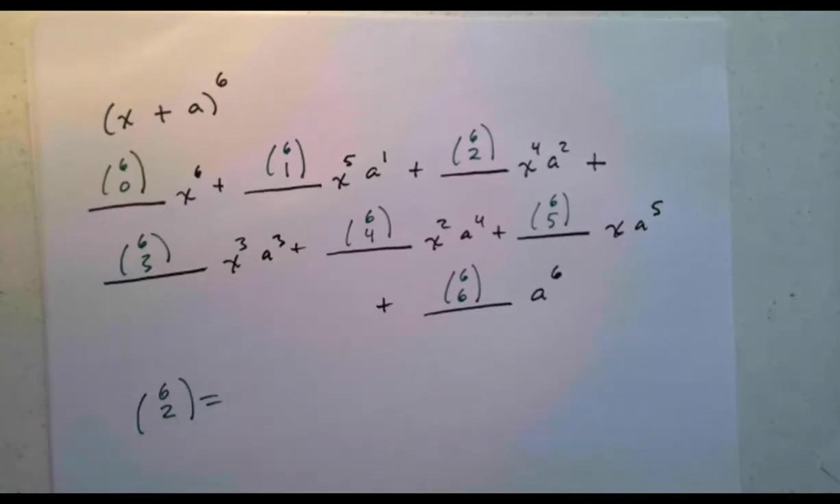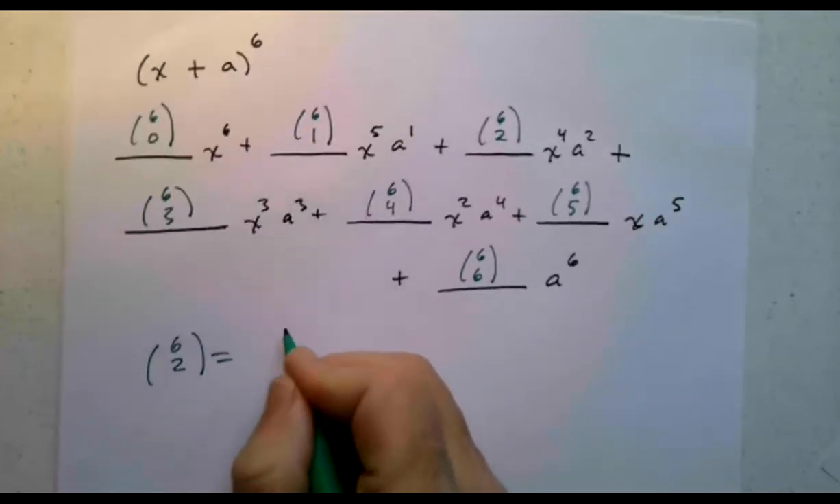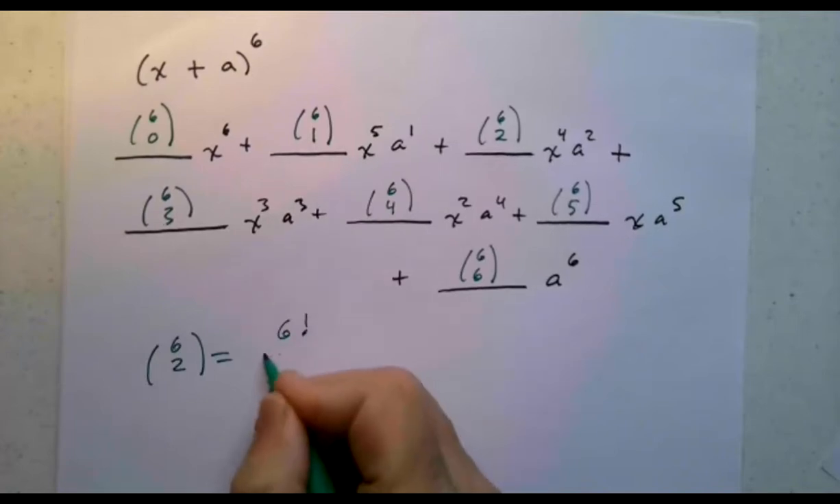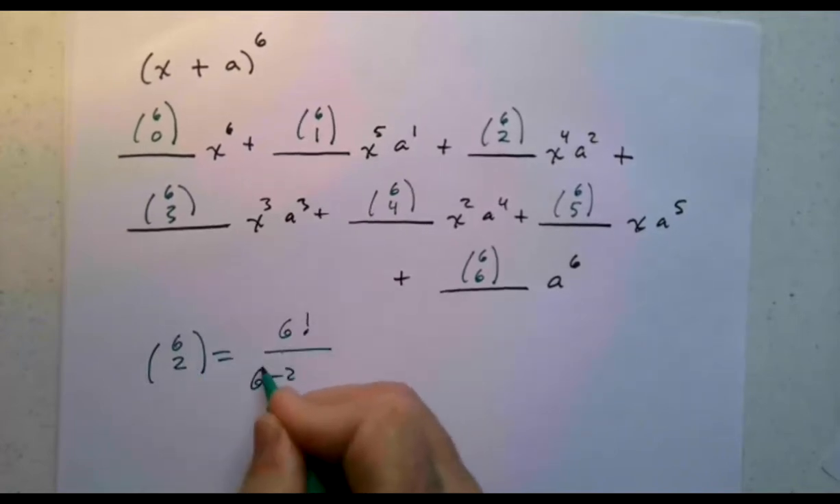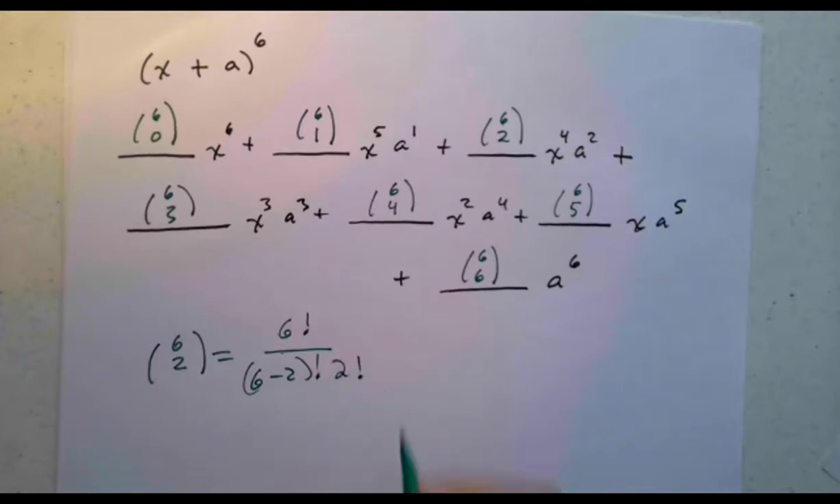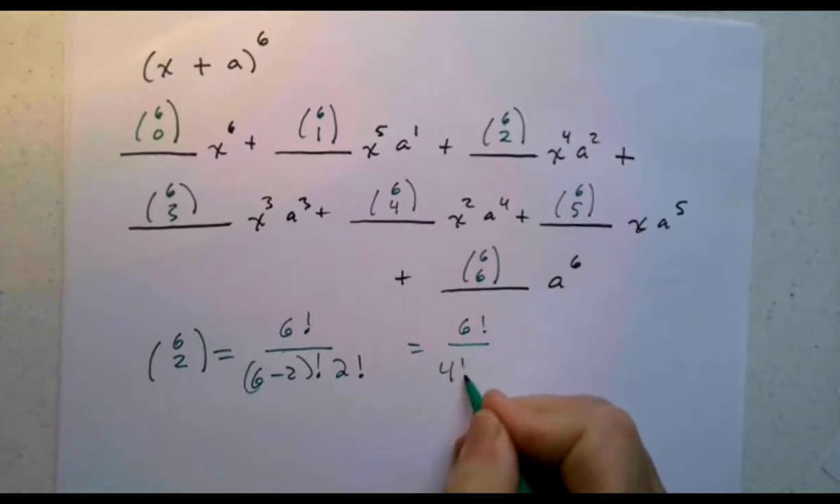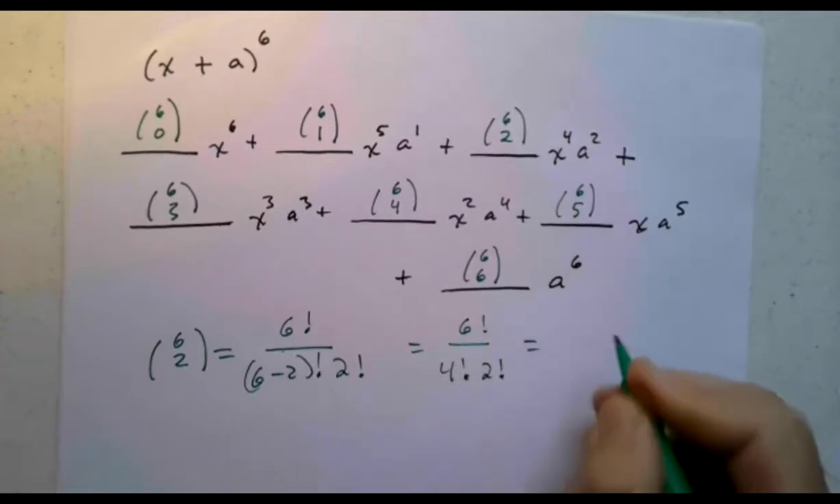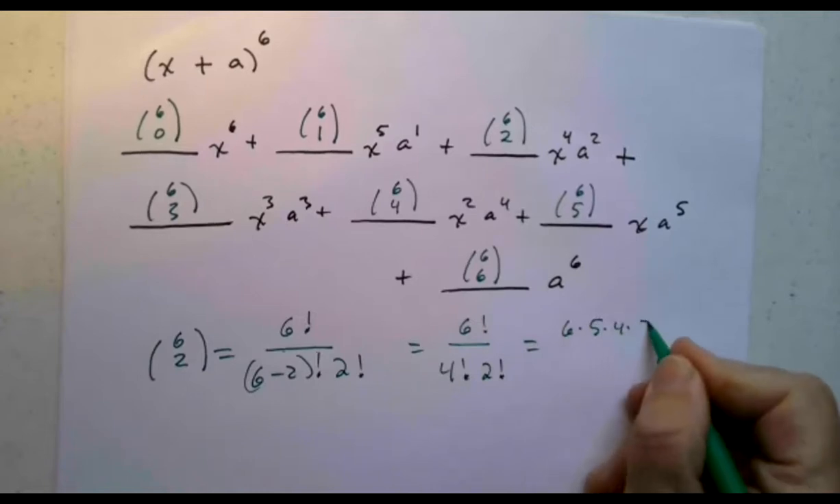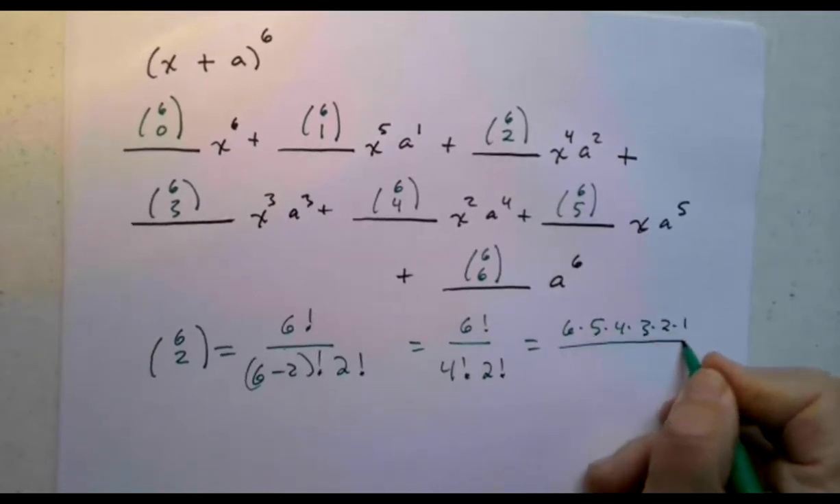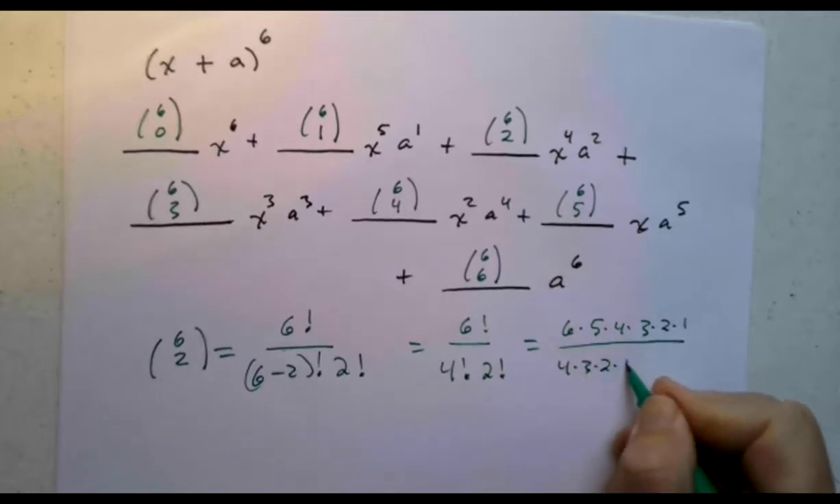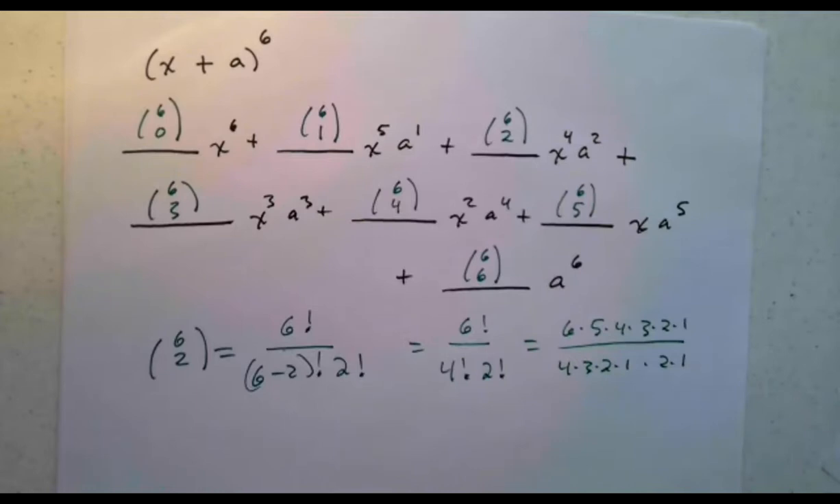6 choose 2 is 6 factorial divided by 6 minus 2 factorial, 2 factorial. So factorial on the top, 6 factorial, divided by 6 minus 2 factorial, 2 factorial. That's what 6 choose 2 is. So 6 factorial is 6 factorial over 4 factorial, 2 factorial. 6 factorial is 6 times 5 times 4 times 3 times 2 times 1 over 4 factorial, 4 times 3 times 2 times 1, 2 factorial is 2 times 1.